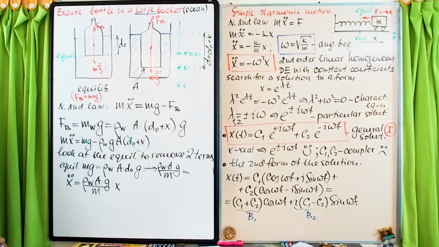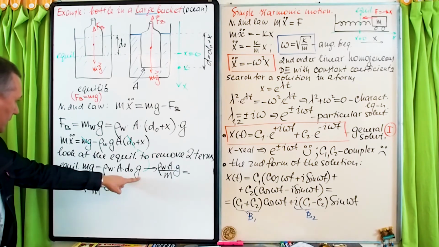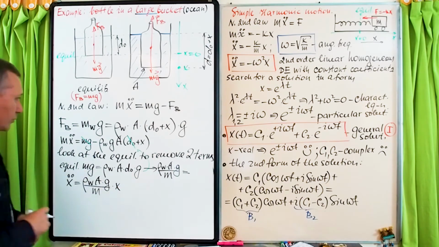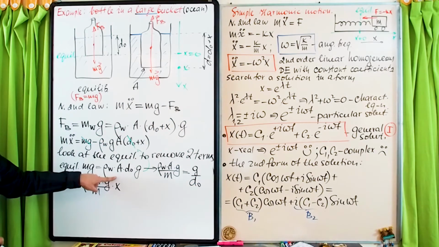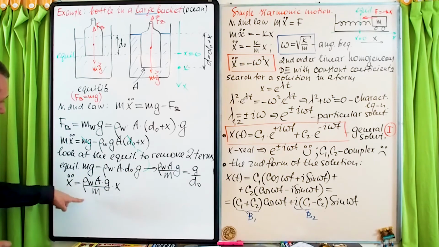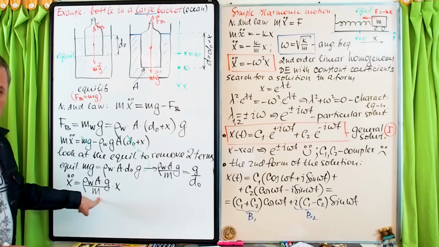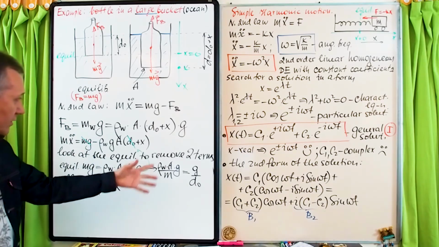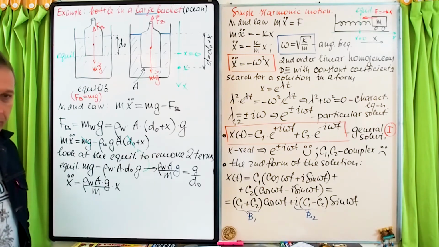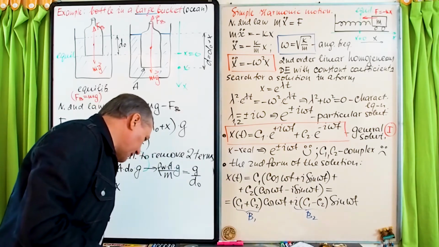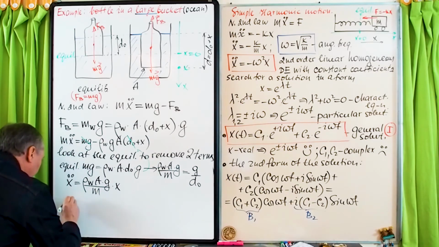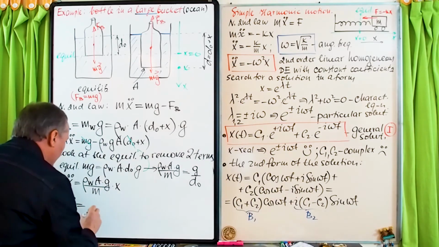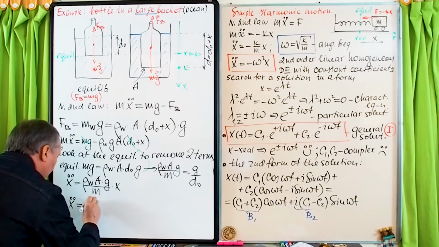It will be equal to, so this d naught goes to there, so it will be g over d naught, right? So from the equilibrium, we're getting that all these ugly constants can be replaced with just g divided by the constant which is given in the problem, right? Let me check if I got that constant right. Yeah. So as a result, we have x double dot equals g over d sub 0 x.